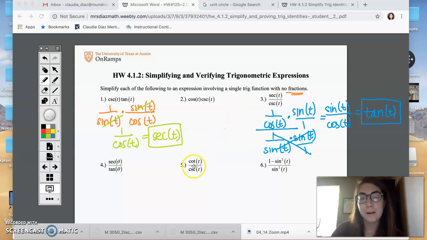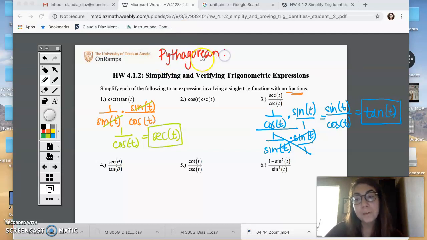Now, before we continue on, there were some identities that we had to memorize, and the most important ones, besides, of course, the reciprocals, are what we call the Pythagorean identities. The most important Pythagorean identity is cosine squared plus sine squared equals 1. That's the most important one. Or you can rewrite it as sine squared plus cosine squared equals 1.